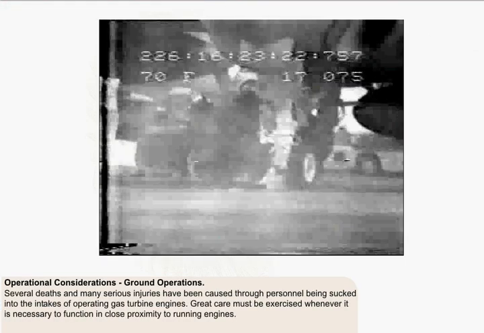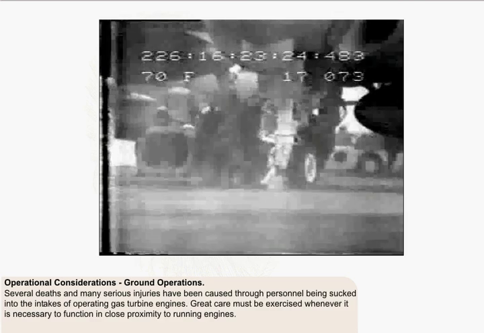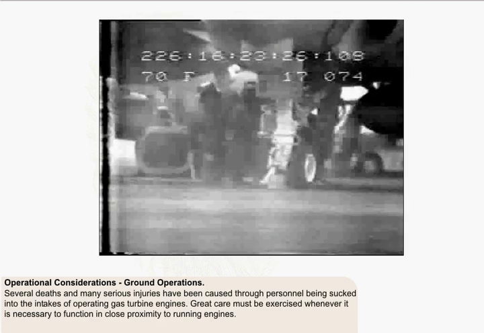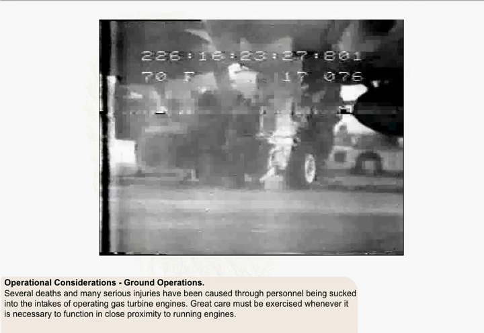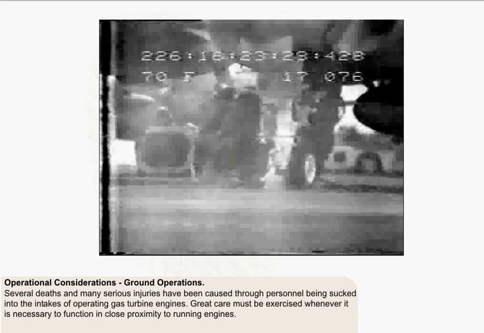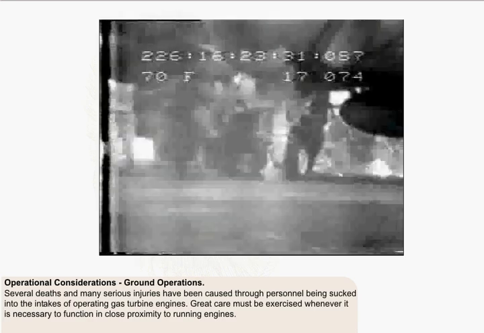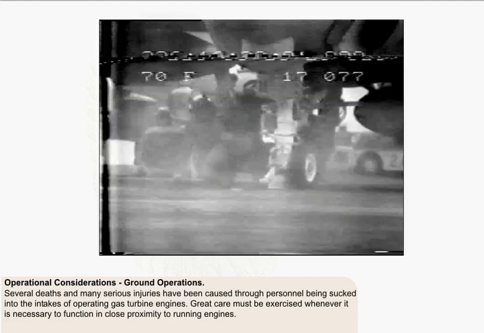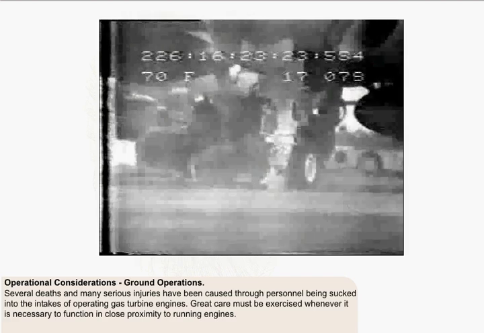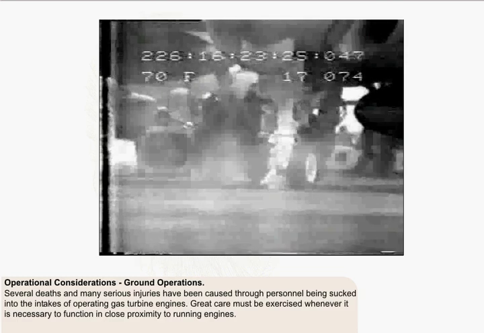Several deaths and many serious injuries have been caused through personnel being sucked into the intakes of operating gas turbine engines. Great care must be exercised whenever it's necessary to function in close proximity to running engines. This video is a chilling reminder of what can happen, even when personnel are being extremely careful.